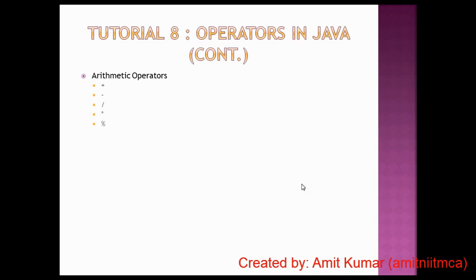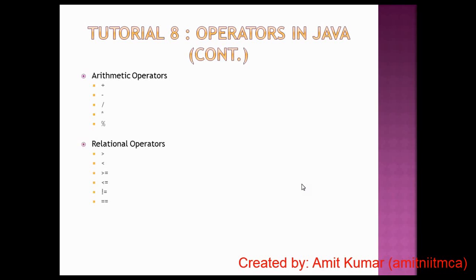All these arithmetic operators are binary operators. Well, one of the arithmetic operators, that is the minus symbol, can also be used as a unary operator, and I will explain that later on with the help of a program.